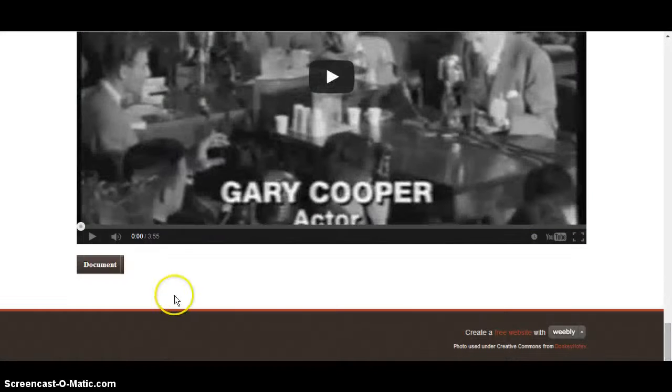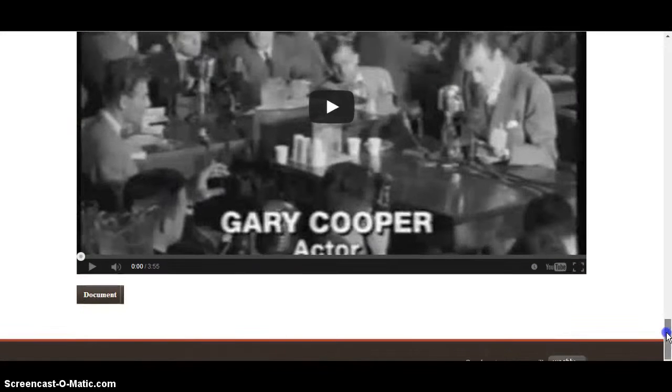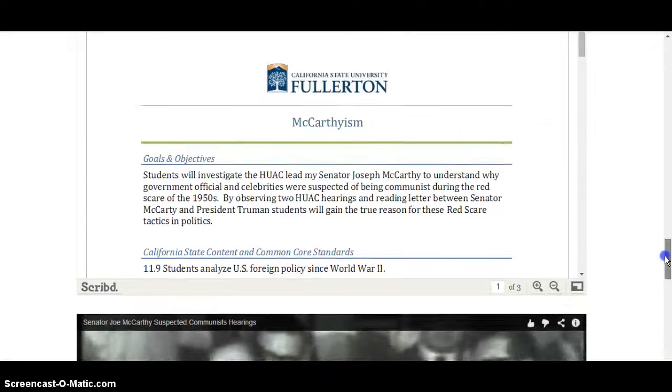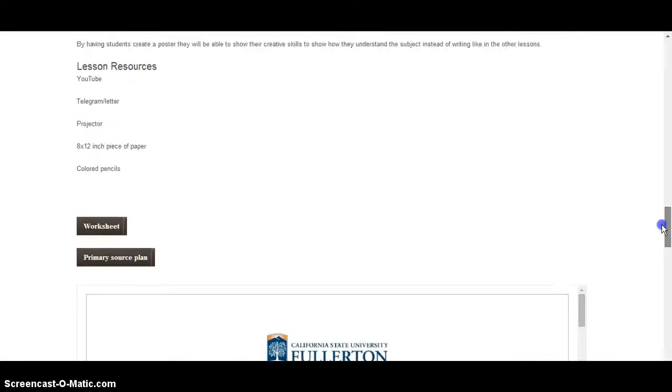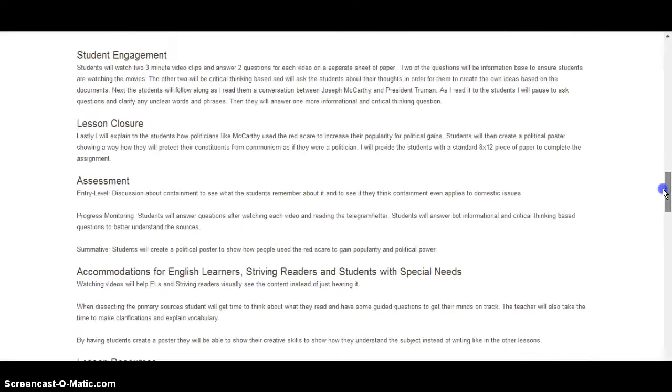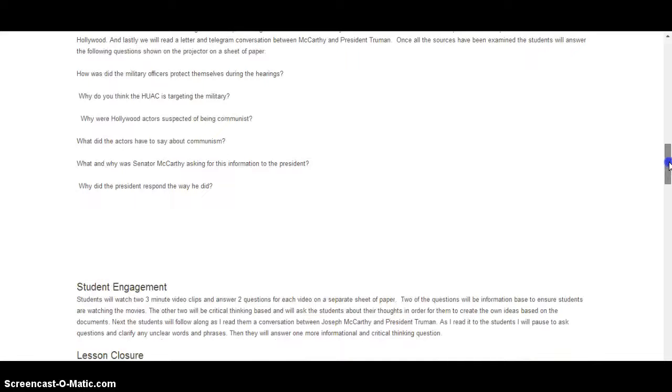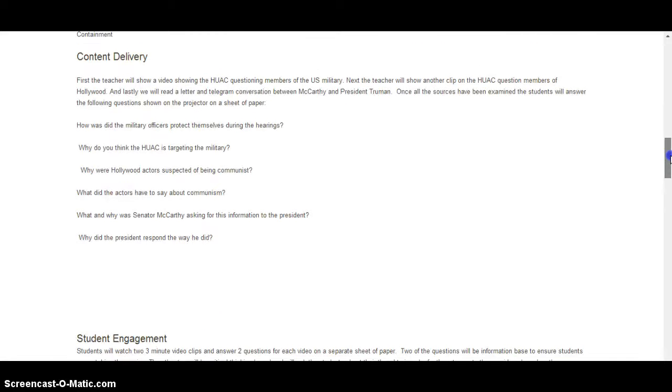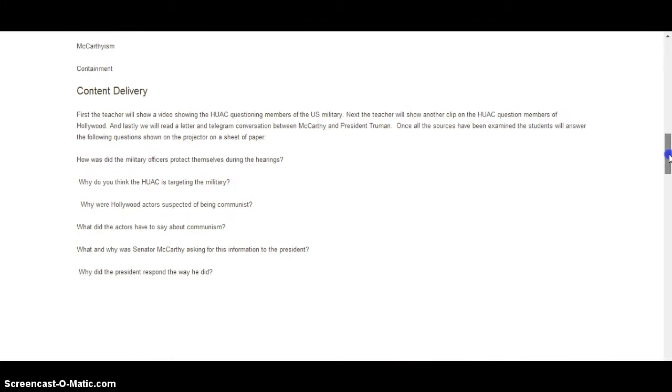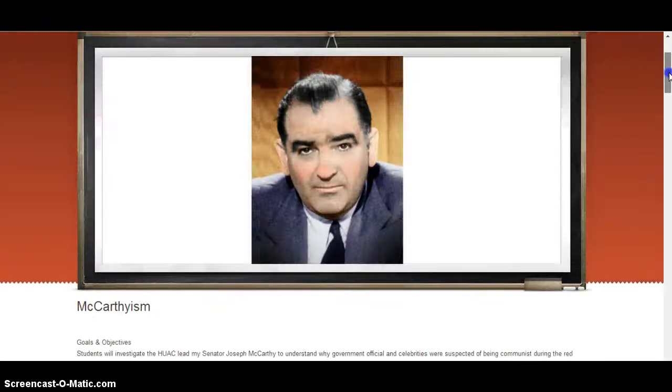And then there's one more document I don't want to open up right now because we're going to be short on time, but it's a letter between Senator Joseph McCarthy and President Truman. McCarthy was asking Truman for info on his cabinet members because he suspected them of being communist, and Truman said, get the hell out of here, to cut it short. Once they watch or read all three primary sources, they're going to answer higher level thinking questions in their own perspective. It's a lot of why do you think questions. And that's basically it for that assignment.